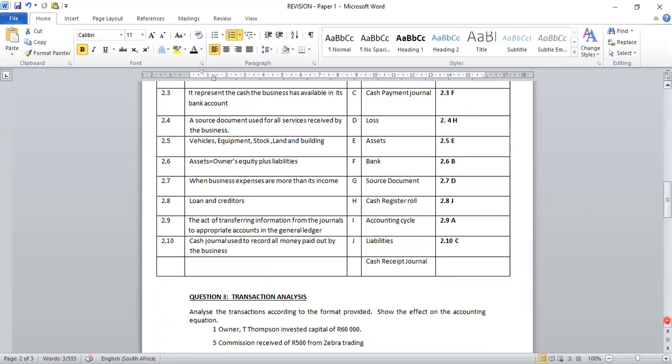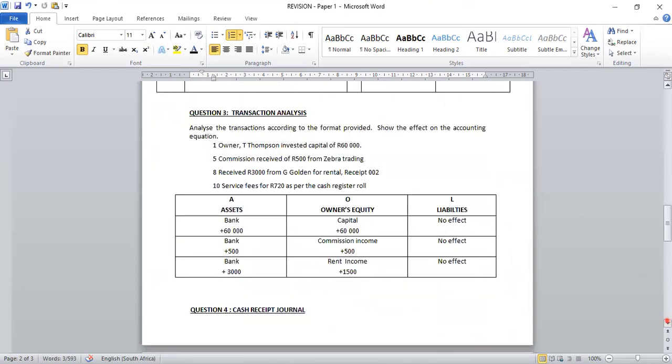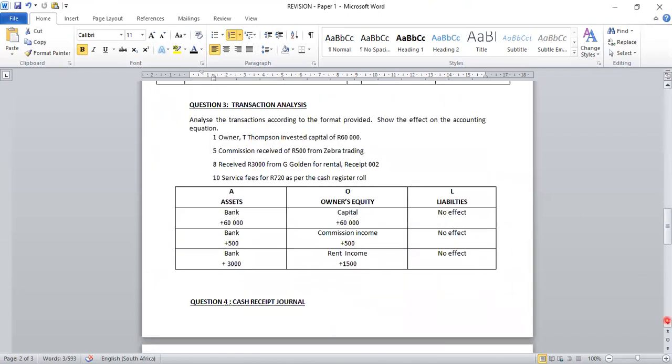Learners, we're moving to question 3, which is our accounting equation. So very important for our accounting equation, the questions that you must ask are: which two accounts are affected by the transaction, and what is the account classified as, whether it's assets, owner's equity, or liabilities. Is the account increasing or is the account decreasing?